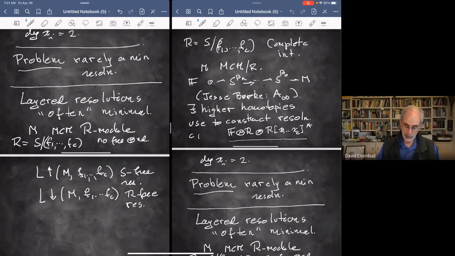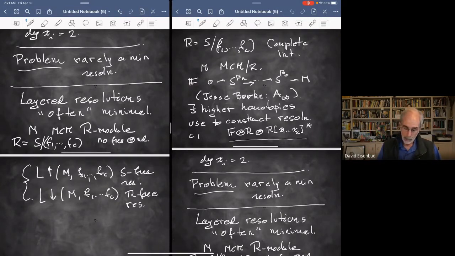And if M has a free summand, then take a first syzygy, and the first syzygy won't have a free summand. So this is not really a restriction. And again, this gives you an asymptotic description of every resolution. So these are the objects I want to describe. This is really the goal of this talk.